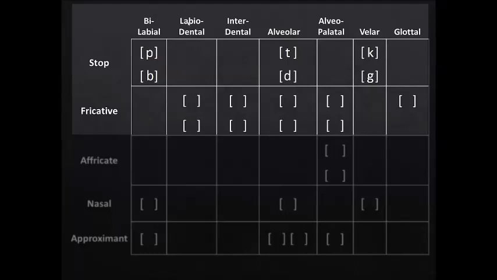Labiodental. All right, you're going to use your one lip and one tooth. And in English, that's your top teeth on your bottom lip. So go ahead and construct that with your face. And then instead of damming the sound completely, let it friction out. And you get the F sound. Now voice it. The F voices into a V.